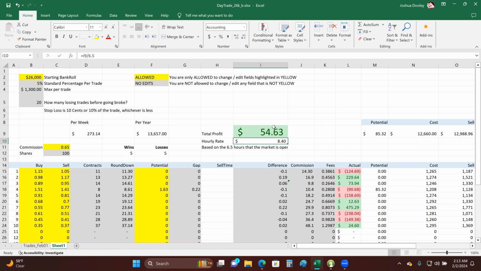Obviously, I mean, if you're making 54 bucks a day, you've got other problems. It's not a lot. It's only $8 an hour. It's only $273 a week. It's only $13,000 a year. Nobody's interested in making $13,000 a year. I'm certainly not.